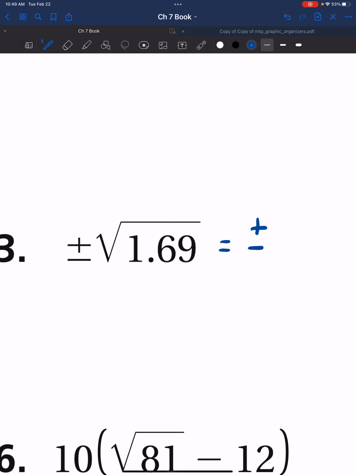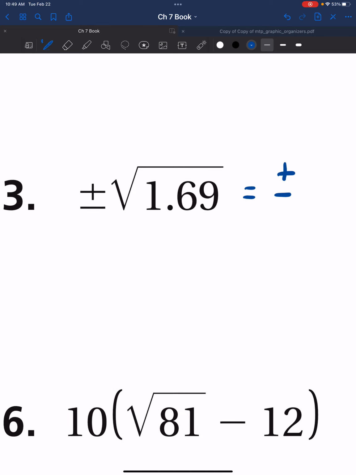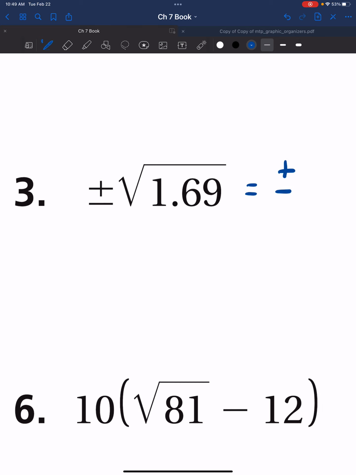Now, I don't want you to use your calculator. How could you solve this without a calculator? You could do every number by itself. Here's what I would do first. Turn it into a fraction. What is 1.69 as a fraction? Well, it's 1 whole and 69 over 100.